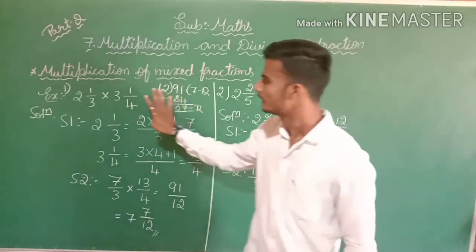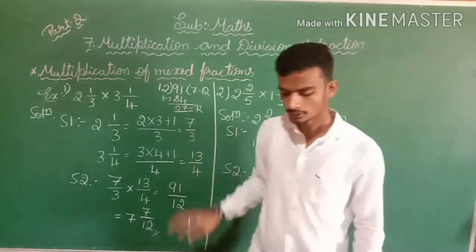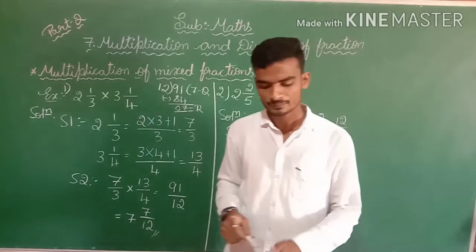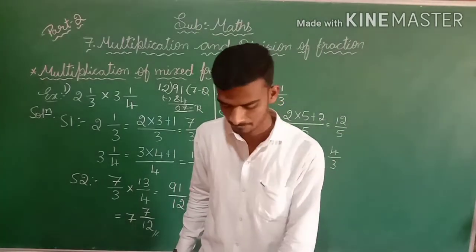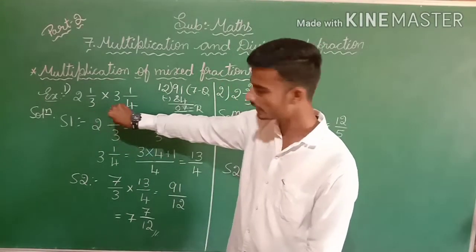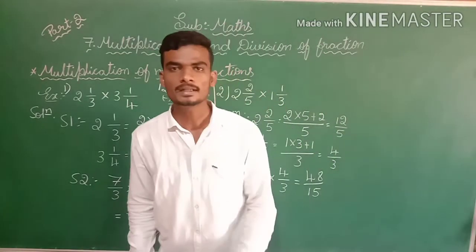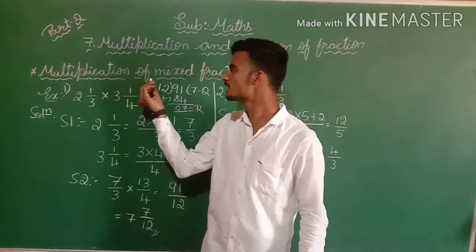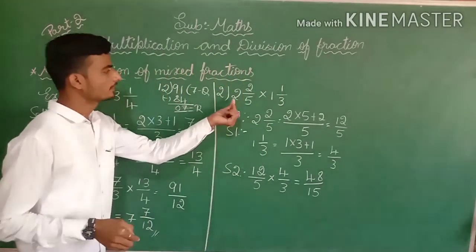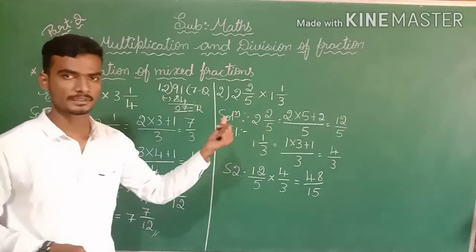Dear students, in this similar way you have to follow and solve a few problems. I have taken this example from your exercise itself, exercise 7.1 D main. In D main, the second problem I have taken is 2 whole 1 by 3 into 3 whole 1 by 4. Next I have taken one more example of the same topic, multiplication of mixed fractions. That is 2 whole 2 by 5 into 1 whole 1 by 3.